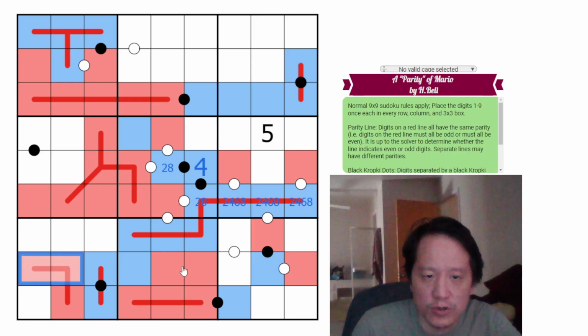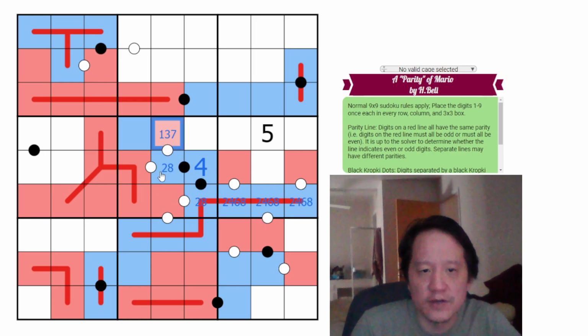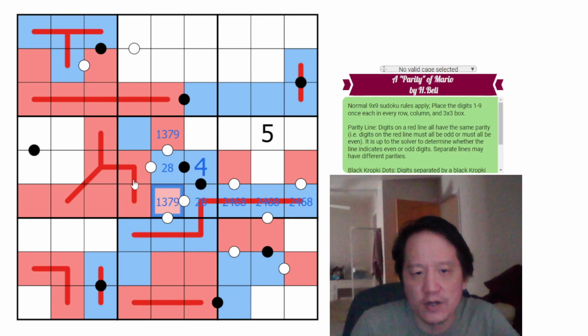Okay, hold up. Actually, we have 1, 2, 3, 4, 5 odds. So this is even, which makes this odd. So this is 1, 3, 7, or 9. This is 1, 3, 7, or 9. This is 1, 3, 7, or 9.